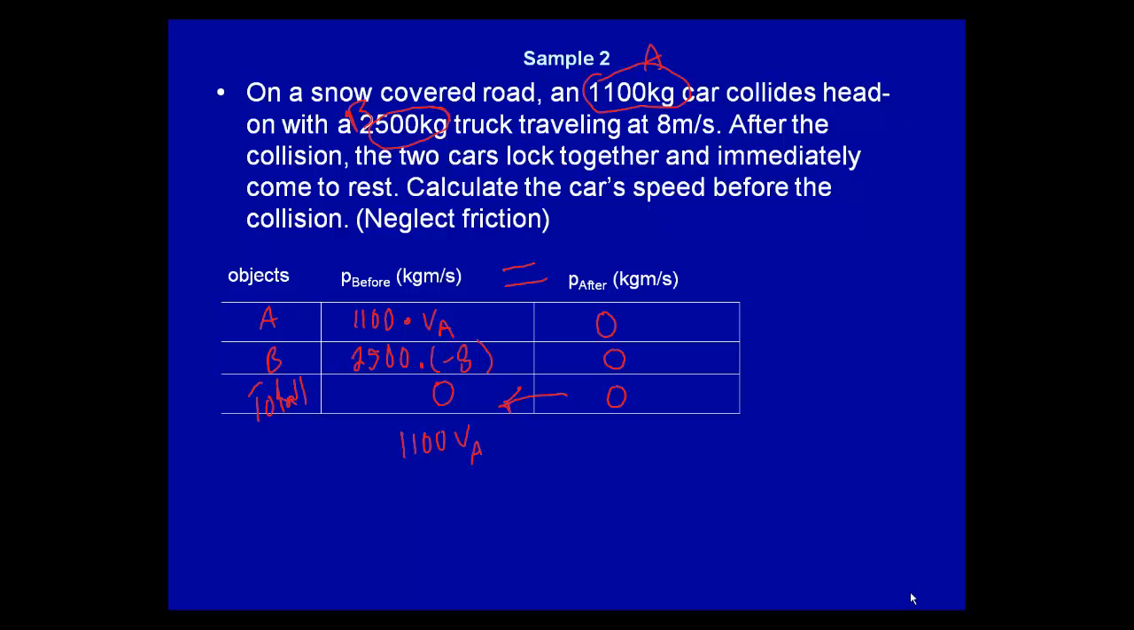So I'm going to say 1,100 times VA plus 2,500 times negative 8 is all equal to zero. Move the 2,500 times the negative 8 to the other side, and it becomes 1,100 VA is equal to 2,500 times positive 8 when I move it to the other side. So therefore VA is equal to 18.2 meters per second. Now, does that make sense? That the car would have to be traveling faster than the truck? Well, to have the same momentum, it would have to. The car is smaller, so therefore it would have to be traveling faster. So the math backs up what our brain thinks.